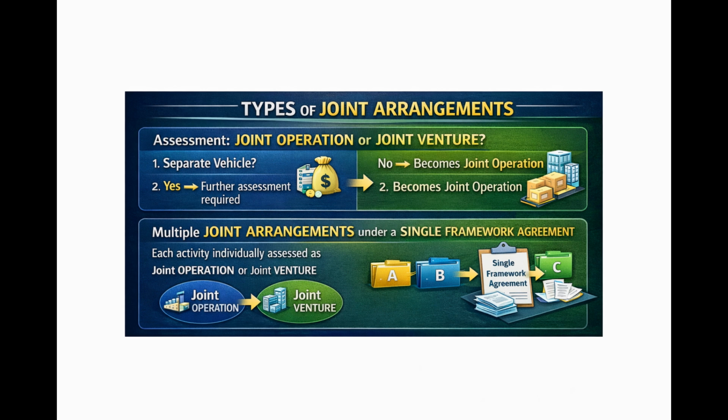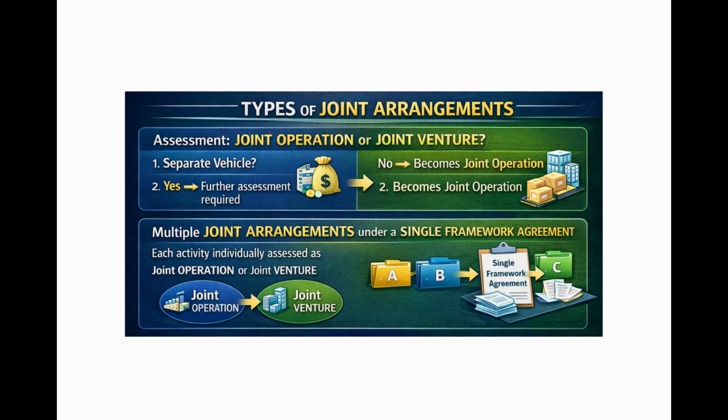The types of joint arrangement part is divided into two major areas. 1. Assessment of whether a joint arrangement is a joint operation or a joint venture. 2. Multiple joint arrangements under a single framework agreement. Now, within the first area, the assessment is further divided based on whether a separate vehicle exists or not.